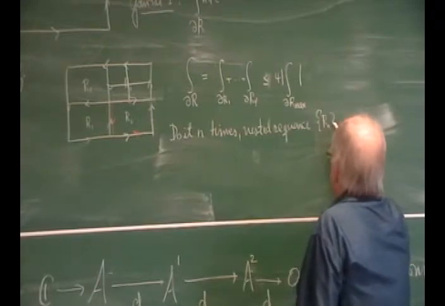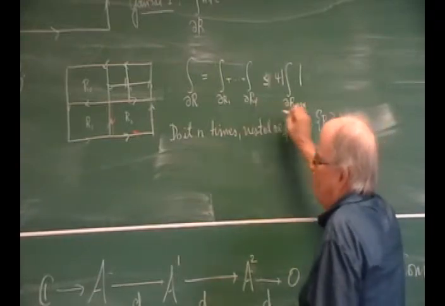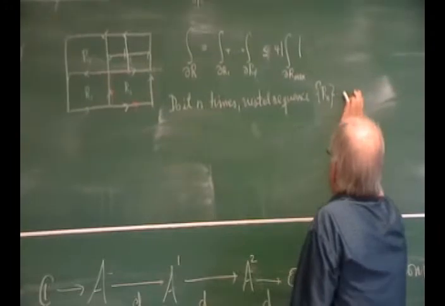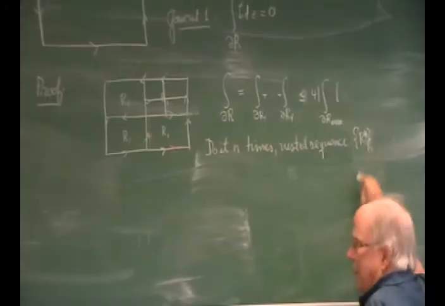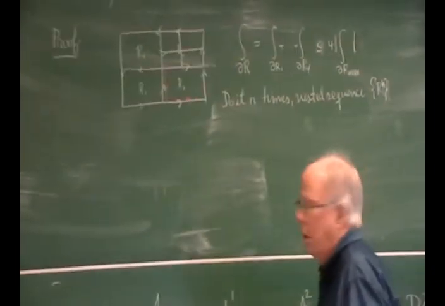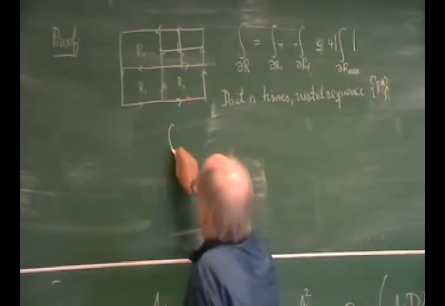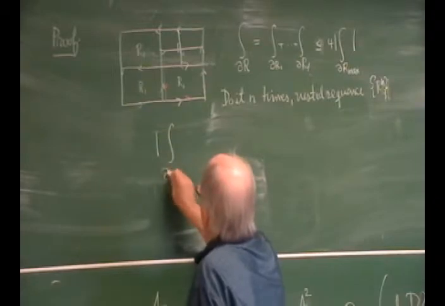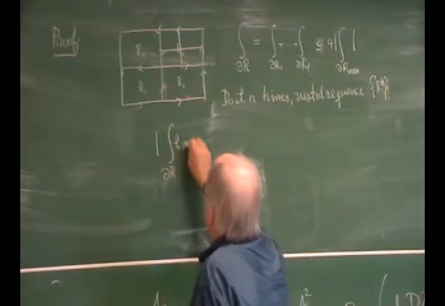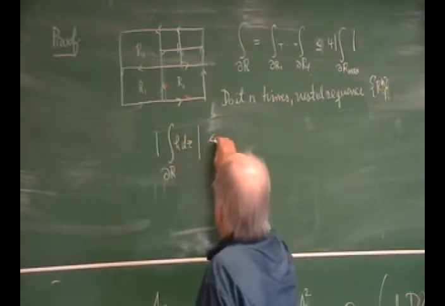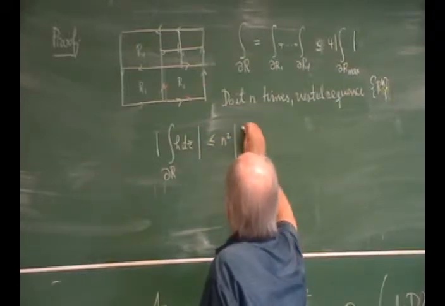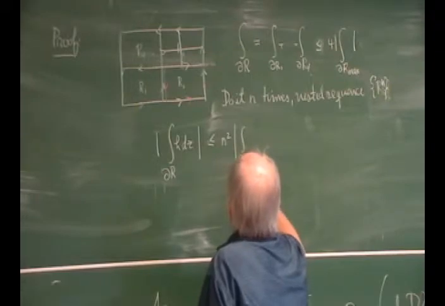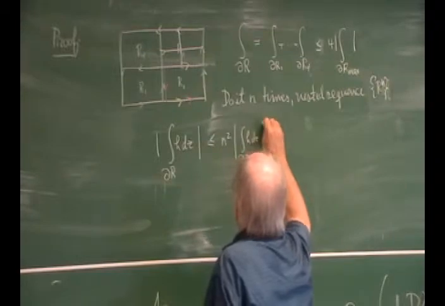Rn. Now this n is different from that n. Maybe I'll make it different. Let's put it up above. Rn. Nested sequence of rectangles Rn. And so the integral around the boundary of R of h dz is less than or equal to n squared times the integral around the boundary of Rn of h(z) dz.